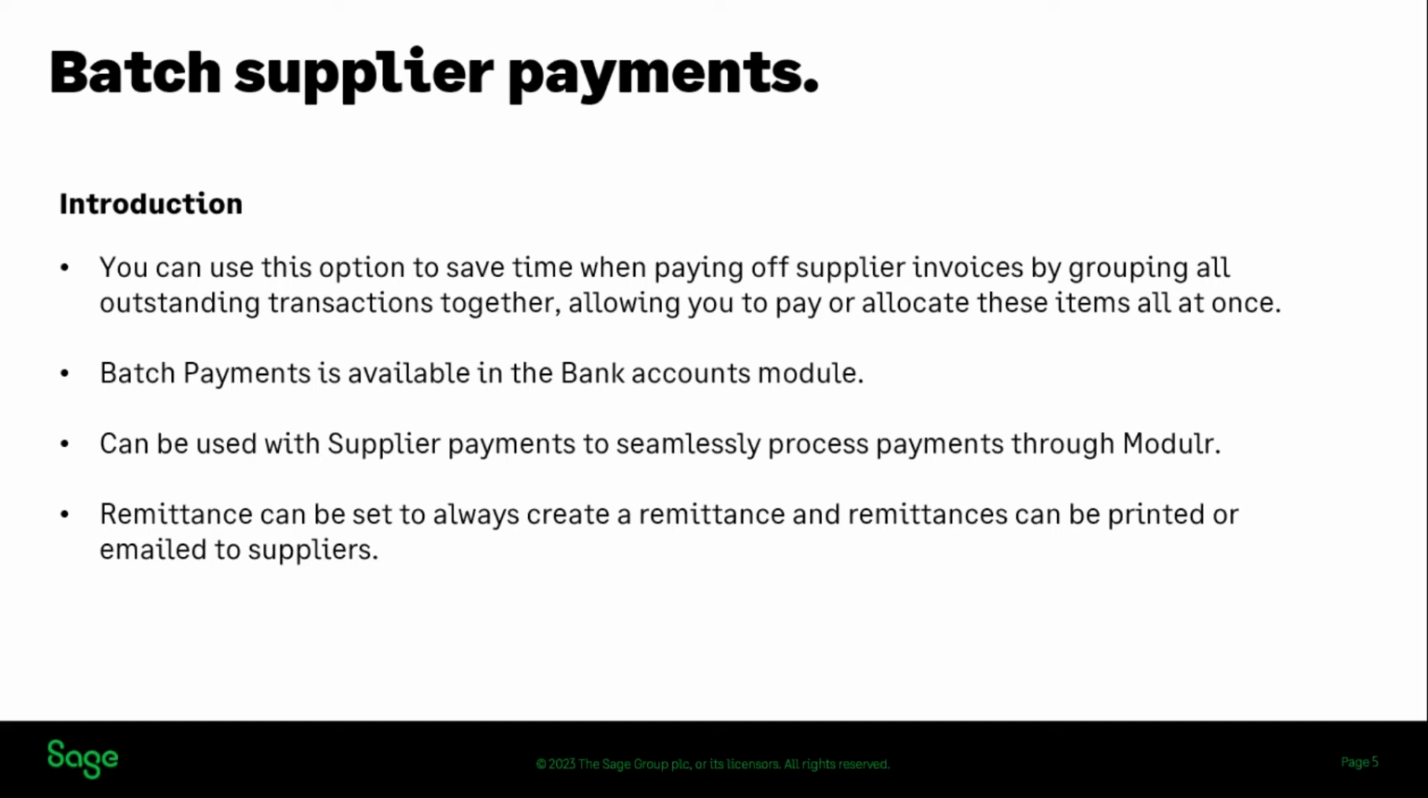It's found within the bank accounts module. I know when you do normal payments in both bank accounts and suppliers, this is just in the bank accounts module. And it can also assist you to process your payments through modular if you're using supplier payments. You can also set up remittances to create a remittance each time, and they can be printed and then emailed to your suppliers. So let's have a quick look at a standard supplier payment first, and then we'll show you the more streamlined process using the batch supplier invoices. So I'm just going to head on to a demo, so bear with me one second.